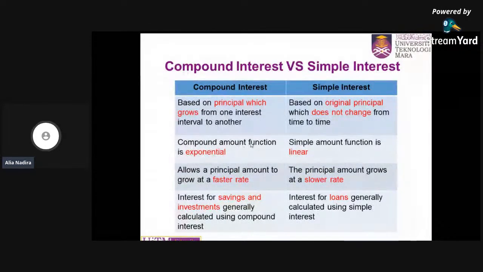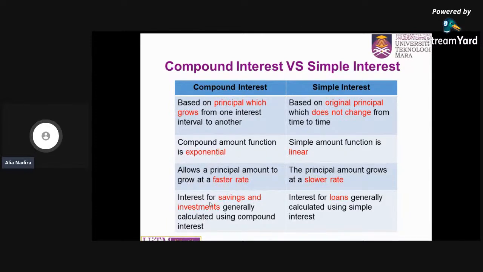Okay, compound amount assumption is exponential, simple amount is linear. Compound allows a principal amount to grow at a faster rate. Simple, the principal amount grows at a slower rate. Okay, sebab principal dia berubah tadi. Setiap kali dah tambah interest, in compound interest, kita akan tukar nilai principal. That's why it grows at a faster rate.